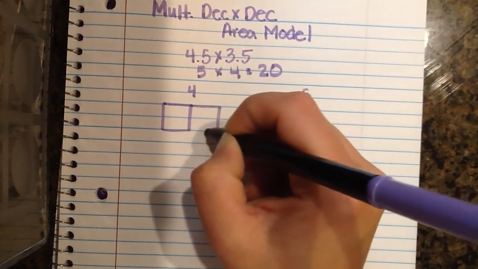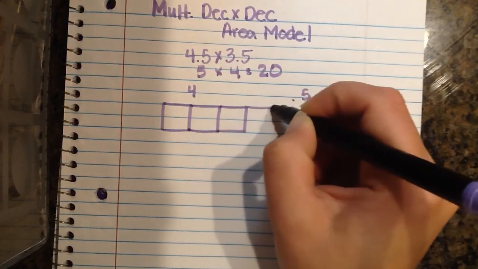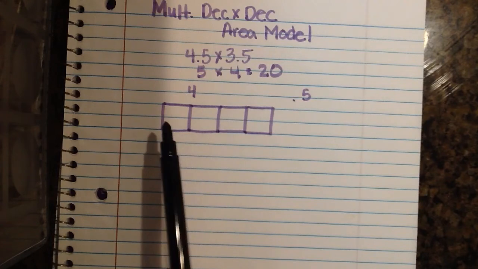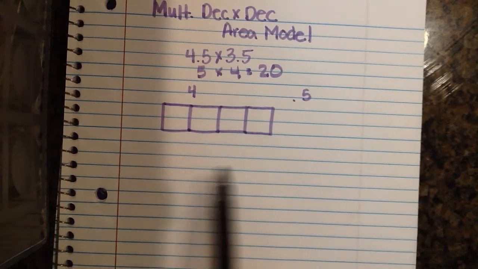So I'm drawing neatly and I'm using the lines in my notebook. 1, 2, 3, 4. So let's review what I did. I labeled 4 wholes. I drew 4 whole blocks. I did it neatly in my lines. I tried to make them the same size.